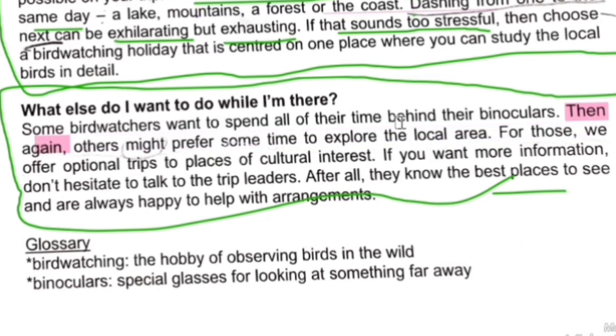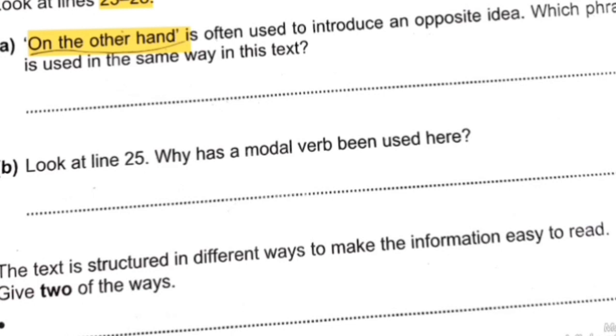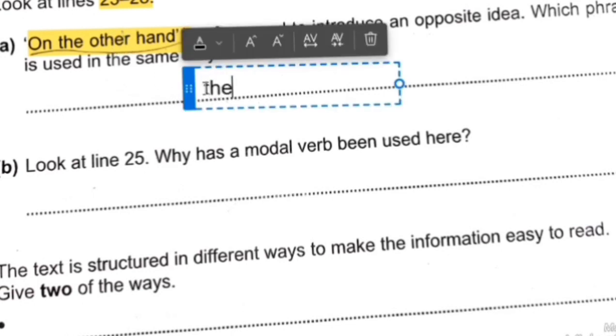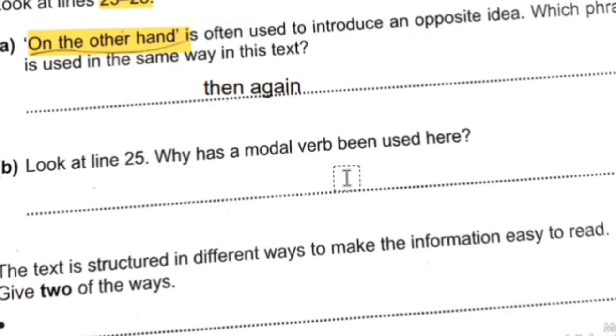Some bird watchers do this, spend all their time waiting and watching, and some other might prefer some time to explore the local area. So some of them go around and explore the area. So then again is a synonym for on the other hand. Then again.